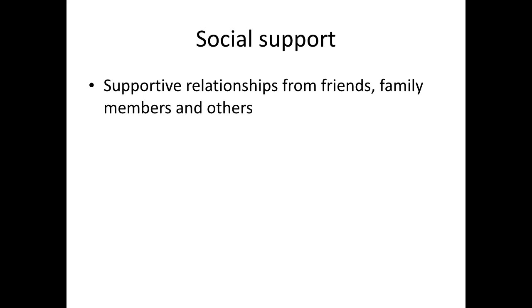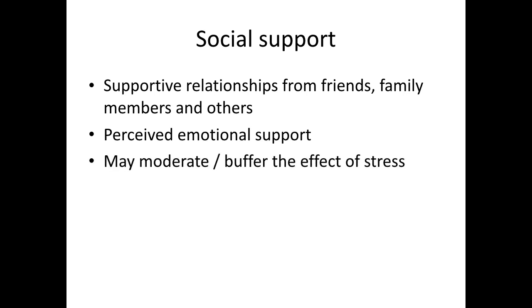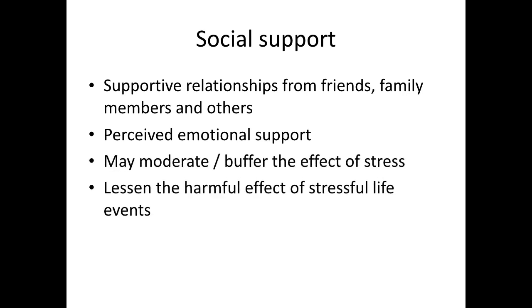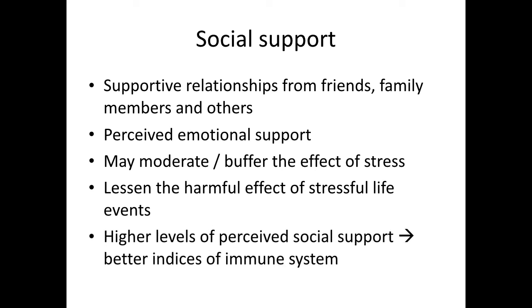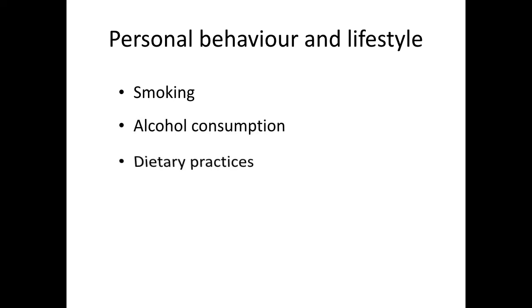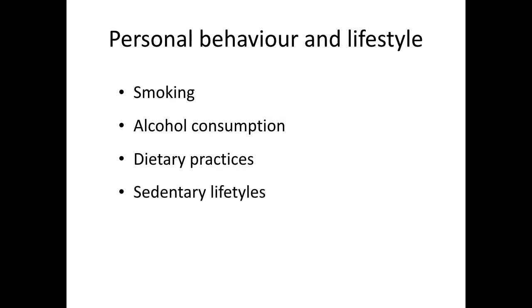What we mean by social support is supportive relationships from friends, family members, and others. Perceived emotional support may moderate or buffer the effect of stress and somehow lessen the harmful effect of stressful life events. So a higher level of perceived social support would give a better indication of immune system function. Personal behavior and lifestyle, however, also moderate the effect of stress: smoking, alcohol consumption, dietary practices, sedentary lifestyle.